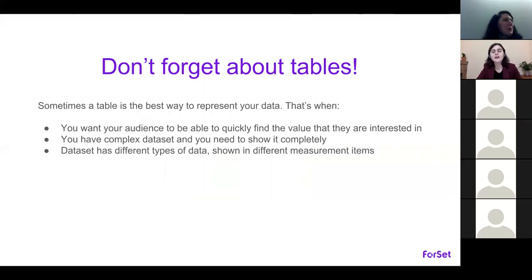The last thing that I would say is don't forget about tables. Sometimes you want your audience to be able to quickly find the value they might be interested in, or you have a complex data set and you want to show everything, you cannot decide what to exclude, or your data set has different types of data showing different measurement items. Just use a table. It is an old school but quite functional and useful data visualization type.